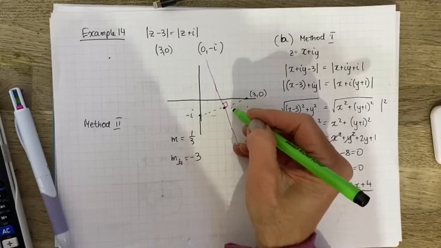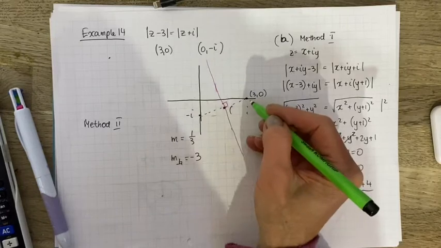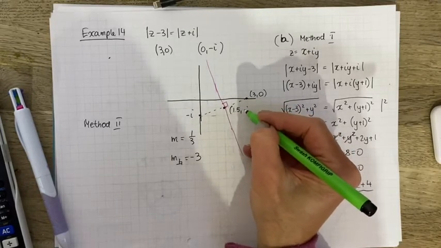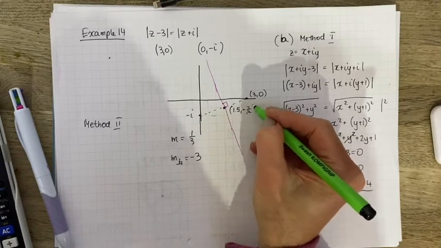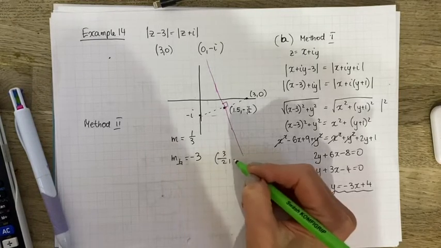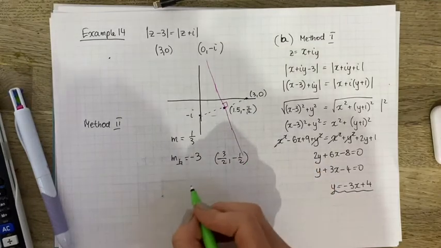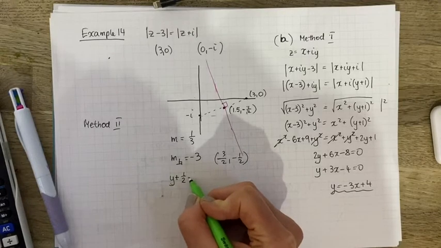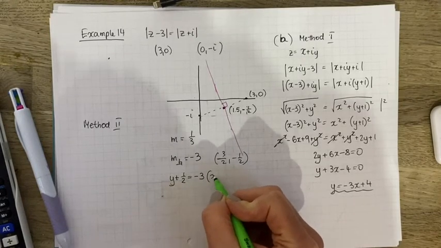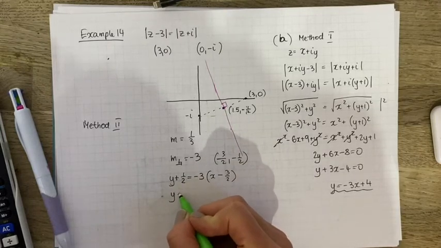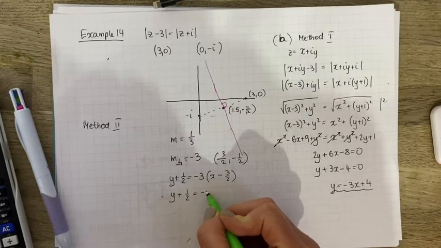The center of the line joining minus i with 3, 0 is 1.5 and minus a half. So the point is 3/2, minus a half, and then you do y minus the y coordinate, which is a half, is equal to minus 3 times (x minus 3/2), and then you can just see whether we get the same answer.